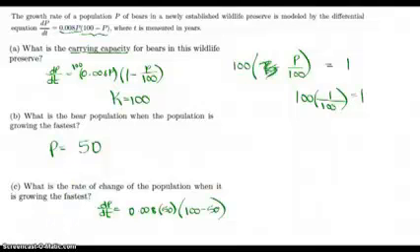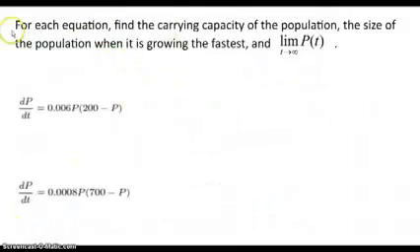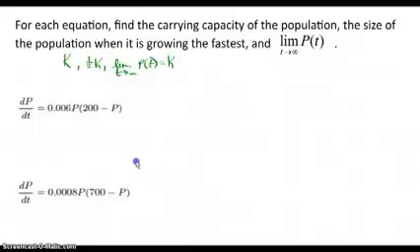So these are not terribly difficult questions, and they sound a whole lot alike. You're going to get asked the same things over and over again. So for each equation, find the carrying capacity of the population, so find big K. Find the size of the population when it's growing fastest, that's always going to be half of big K. And find the limit as t approaches infinity of the population. Well, shockingly, that's going to be big K. See how much carrying capacity comes into it?